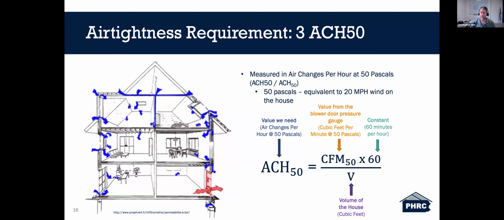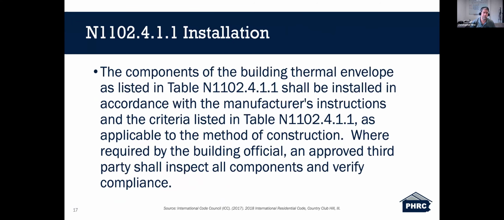And then you have to convert that because we're looking for air changes per hour, and this is CFM, or cubic feet per minute. So we have to multiply that times 60. Ultimately, when you go through that equation, your end result has to be shall not exceed 3. And again, we'll go through this with an example here in a little bit.